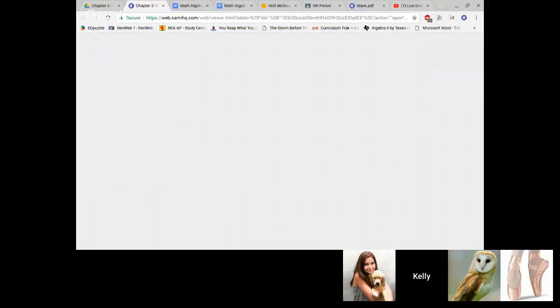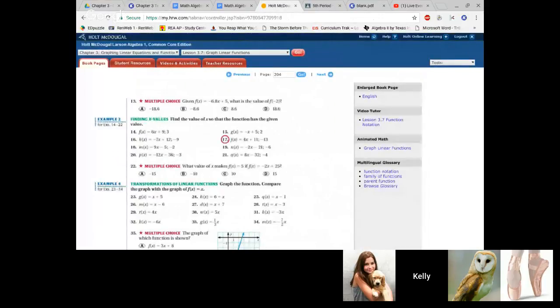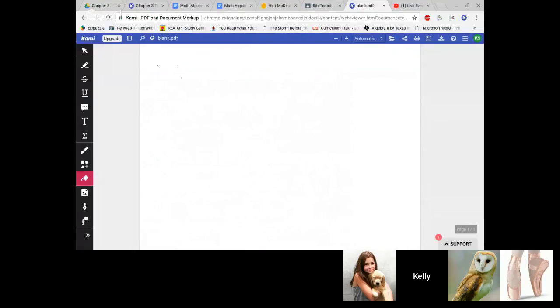I was trying to distinguish the difference between the two of them. So I'm just going to write down number 14. f of x equals 6x plus 9, and then 3. Okay, so number 14 in the book.